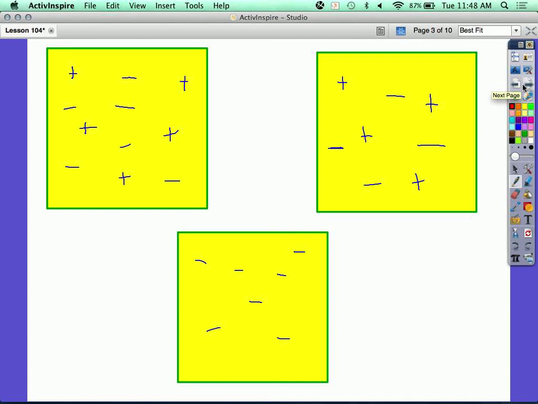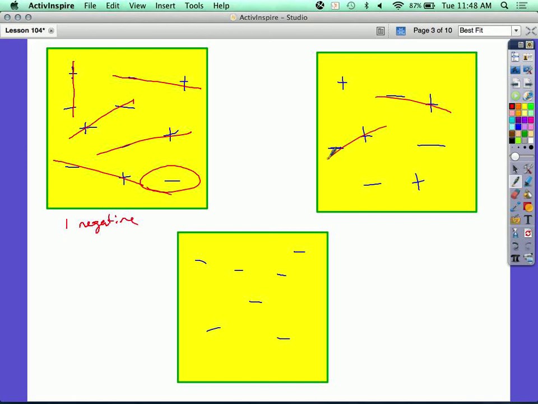And so here's some more examples we're going to go through. Remember, if I have a positive sign and a negative sign, they can cancel out. So here's a positive negative, there's a positive negative, there, and there. So all that's left here is one negative. Okay, moving to the right box, positive negative cancel out, positive negative cancel out, positive negative cancel out.